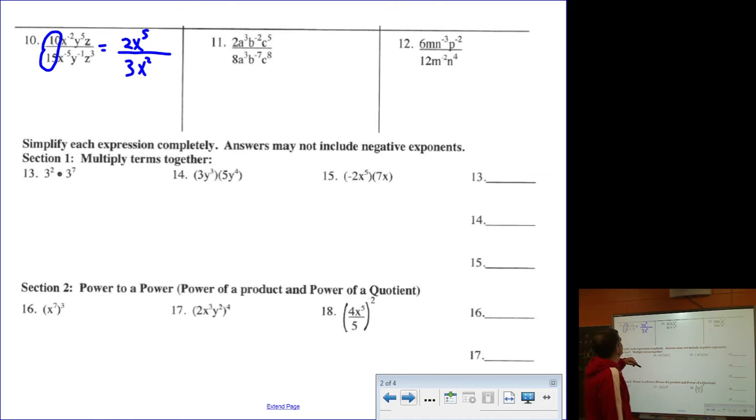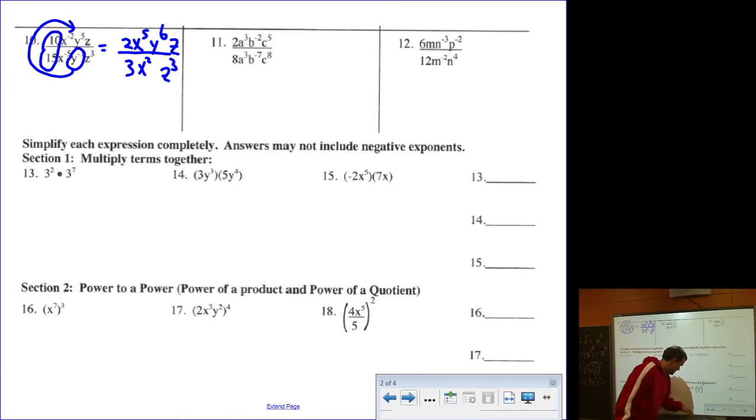The y's, the ones on top are going to stay, but the one on the bottom needs to move to the top, giving me a total of 6 y's on top instead of 5. And the z's can stay where they are. I now need to simplify this fraction, and my final result would be 2/3.